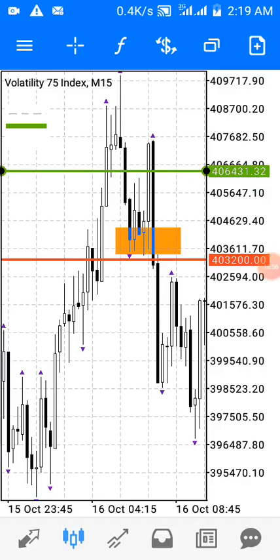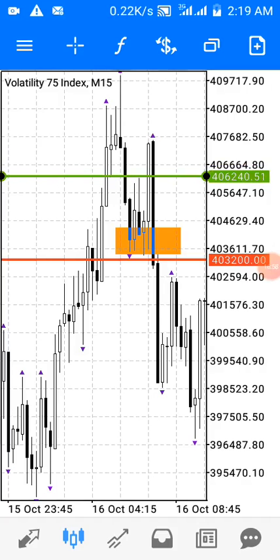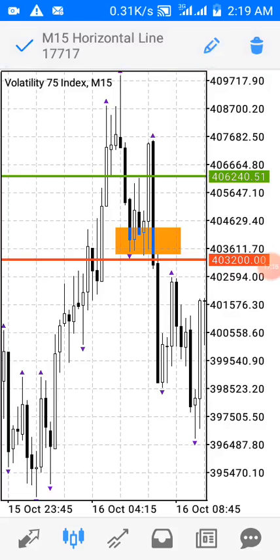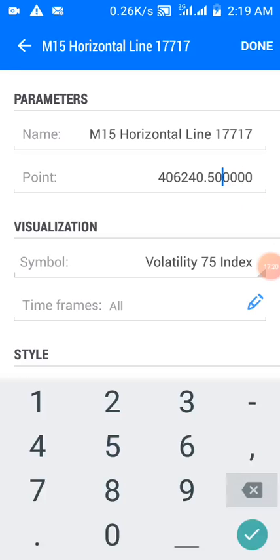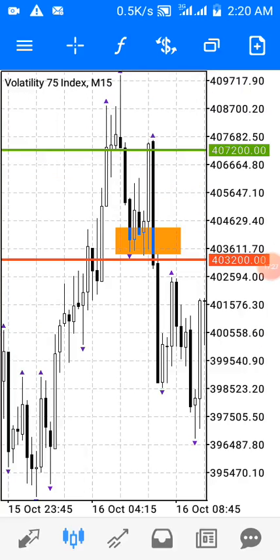Okay, so it's going to be 4,000 points. Now 4,000 points above 403,200 will be 407,200. Just add 4,000 to 403,200. That will be 407,200. So just edit this to 407,200.